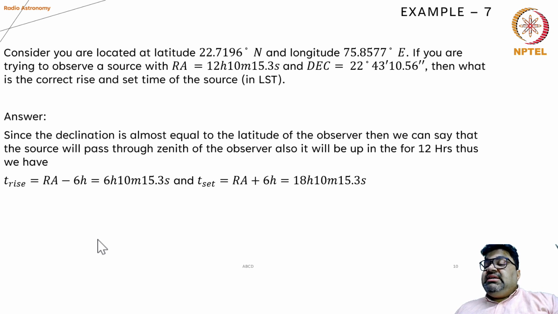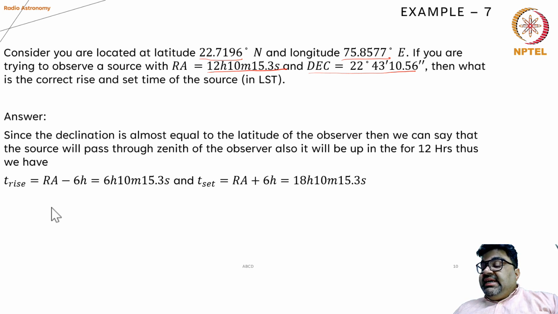Example number 7. Consider you are located at a latitude of 22.7196 degrees north and longitude 75.8577 degrees east. If you are trying to observe a source with RA of 12 hours 10 minutes 15.3 seconds and declination of 22 degrees 43 minutes 10.56 seconds, then what are the correct rise and set times of the source in LST?